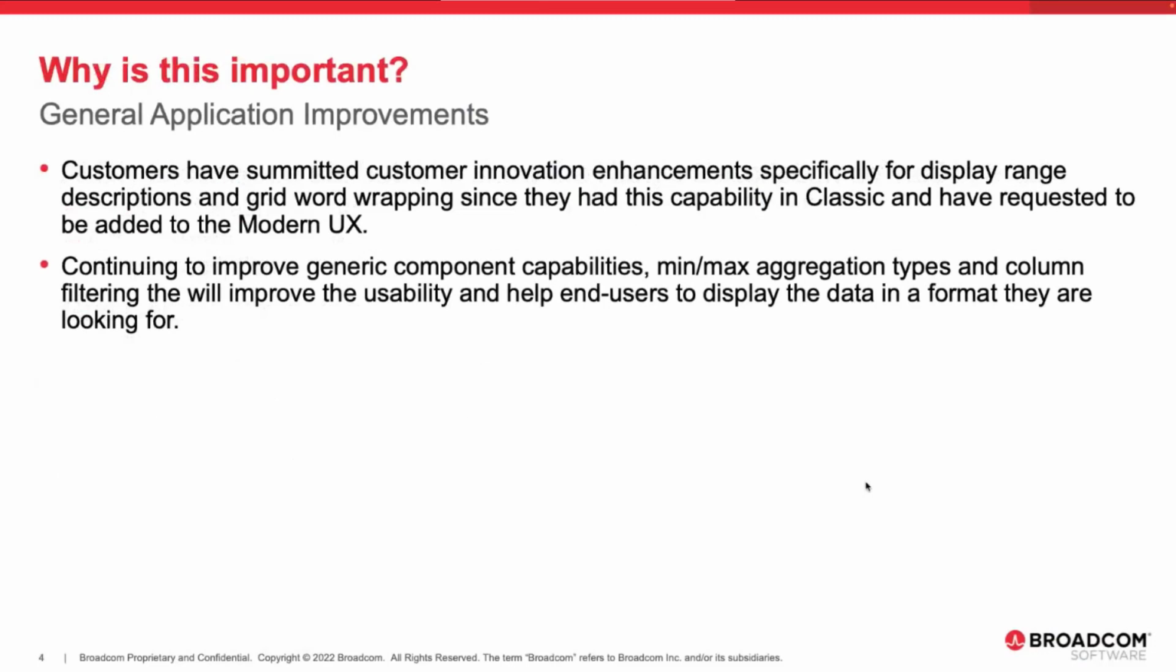So customers have requested the enhancements for range descriptions and word wrapping as part of our customer innovation program, because this capability resided in Classic, and now we have added it as part of the modern UX. And as we continue to improve our generic component capabilities, we added the min and max aggregation support and the column filtering, which will help with the usability of using our common components that you have defined as part of the modern UX.